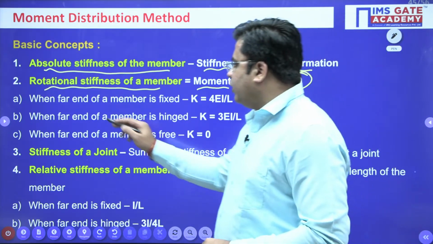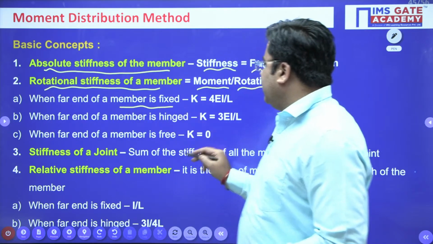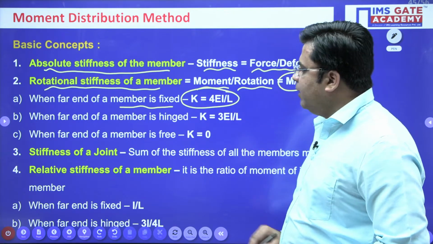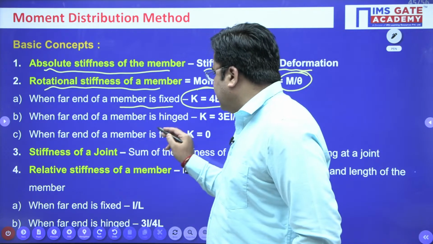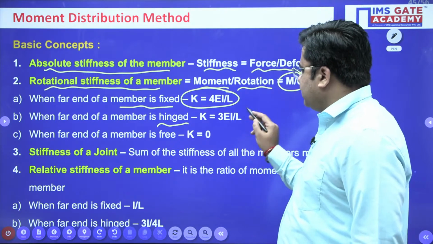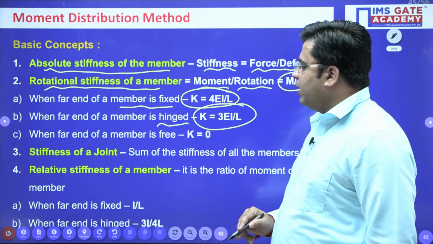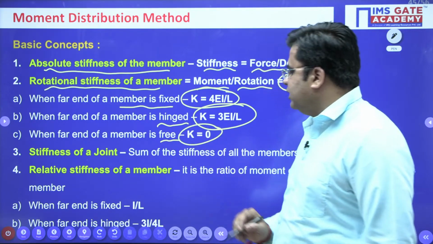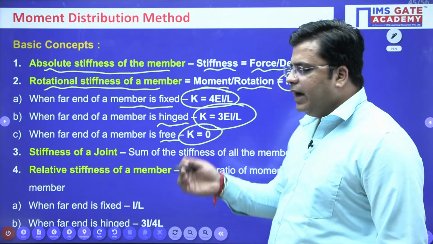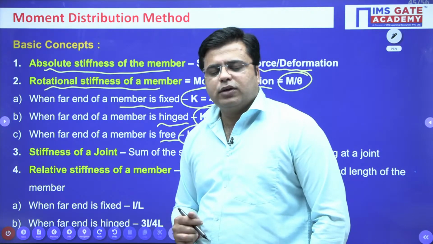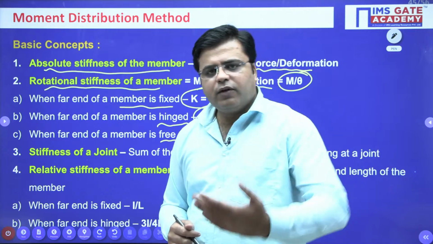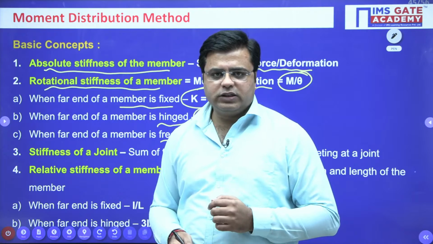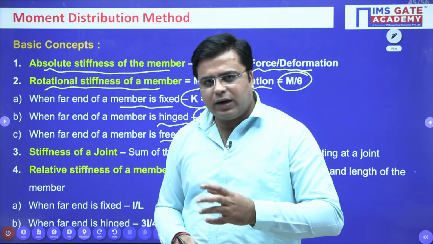When far end of the member is fixed, your rotational stiffness comes out to be 4EI by L. When far end of the member is hinged, the value of rotational stiffness K is equal to 3EI by L. When far end of the member is free, the value of rotational stiffness K is equal to 0. So depending upon the end conditions, we have three different types of stiffnesses. Obviously, if you have a fixed end, then more moment will be required for the unit rotation. If far end is hinged, somewhat less moment is required.